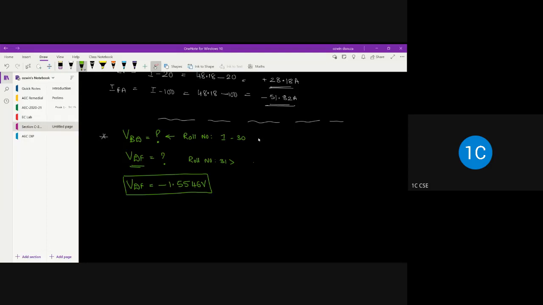So, can anyone tell me what about VBD? Did anyone get it? VBD. 2.38. Okay, minus 2.38, right? Minus 2.38 volts. How about others? Are you agreeing with these answers? Or is there any calculation error from your side?